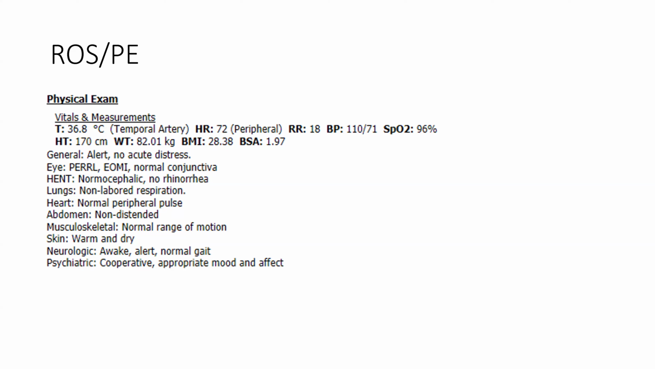Musculoskeletal, normal range of motion. Or what, of everything? Pretty vague. Non-distended abdomen, but they've got pain. The most important thing is not addressed here. Like, there's right-sided tenderness or nothing.